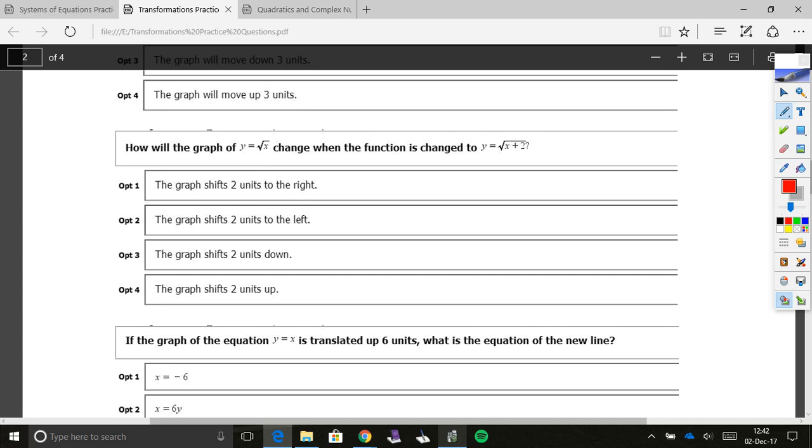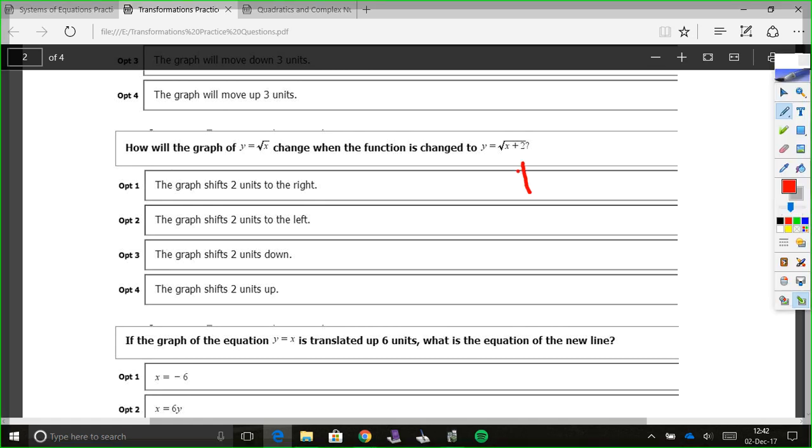All right, we're going to repeat this process one more time, maybe even a couple more times, who knows. But how will the graph of the square root of x change when the function is changed to the square root of x plus 2? Be very mindful that this plus 2 is inside the radical. It's not the square root of x, plus 2, it's the square root of x plus 2. There's a big difference between the 2 being outside the radical and the 2 being inside the radical. So let's keep that in mind when we type this in our calculator.